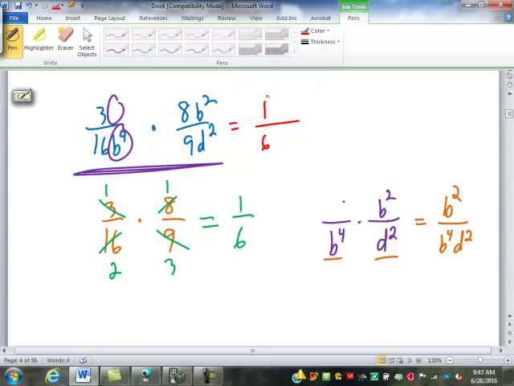So in my answer, b will be on bottom because that's the larger power, the 4. It'll have a power of 2. Good. 4 minus 2 is 2. And there's nothing to combine with d squared. So that is it. 1 over 6b squared d squared.